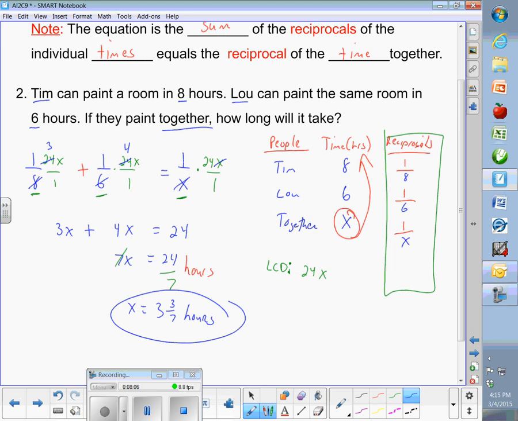So let me recap for you. Real simple. List out the people and then list out the together at the bottom. Fill in their times. Now the variable in this case was together. It may not be together. I'll show you in the next problem. But you always have a column for the reciprocals, 1 over each time. And the equation is always all the people's times equals the together. Okay? Now the rest is just problem solving. That's what we're doing. I got one more example, and that's going to be it for today.